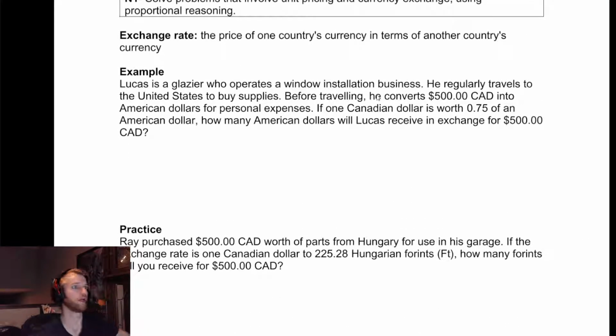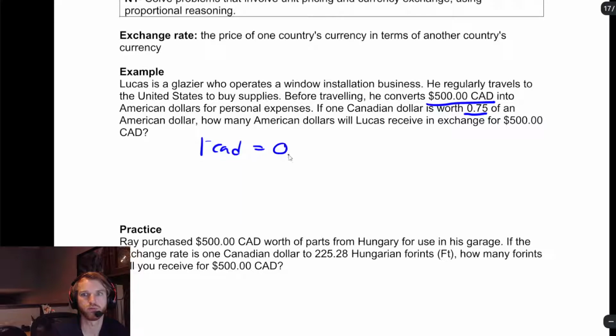So this example talks about somebody who regularly travels to the United States to buy supplies. Before traveling, he converts 500 Canadian dollars, CAD, into American dollars for personal expenses. If the Canadian dollar is worth 0.75, okay, so right now it's actually like 80 cents, but for this problem, we're going to say that it's 0.75. And so if it's 0.75 of an American dollar, how many American dollars will Lucas receive in exchange for $500 Canadian? So going from $1 Canadian is equal to 0.75 US dollars.